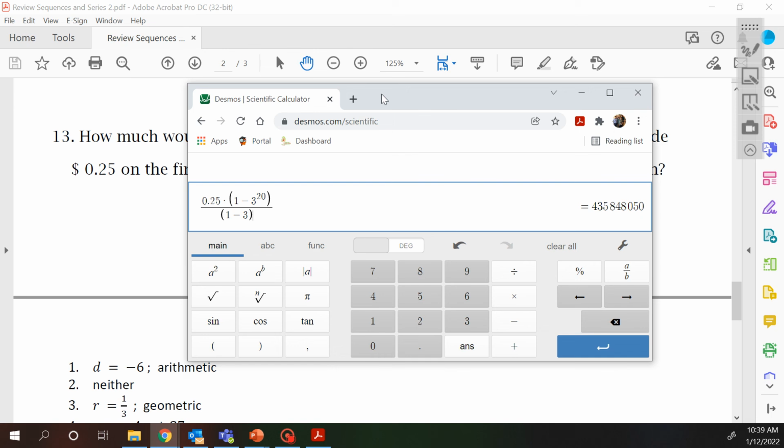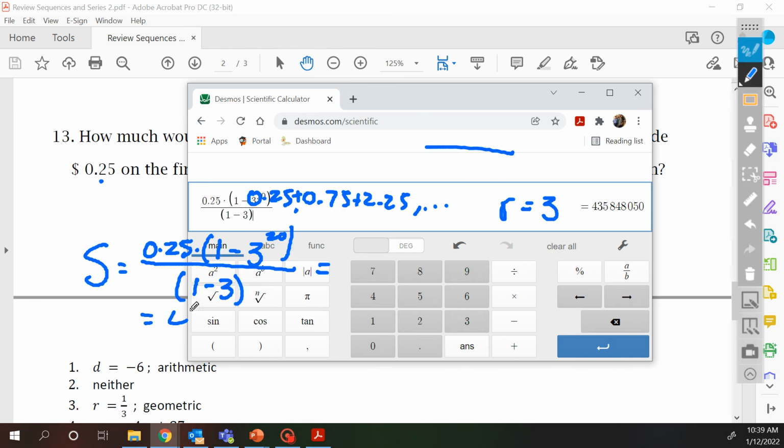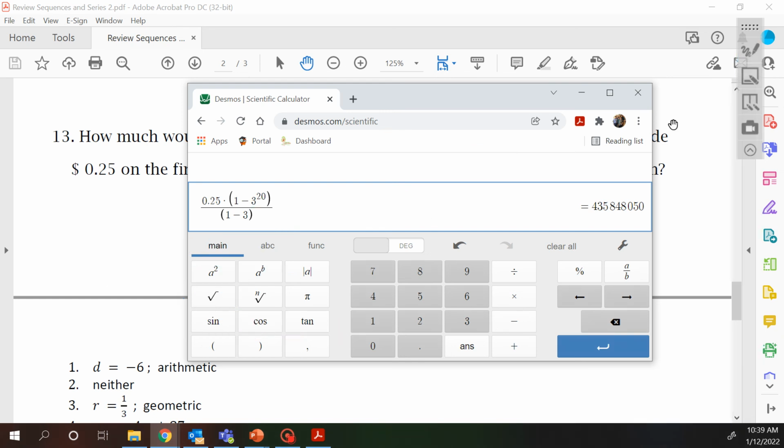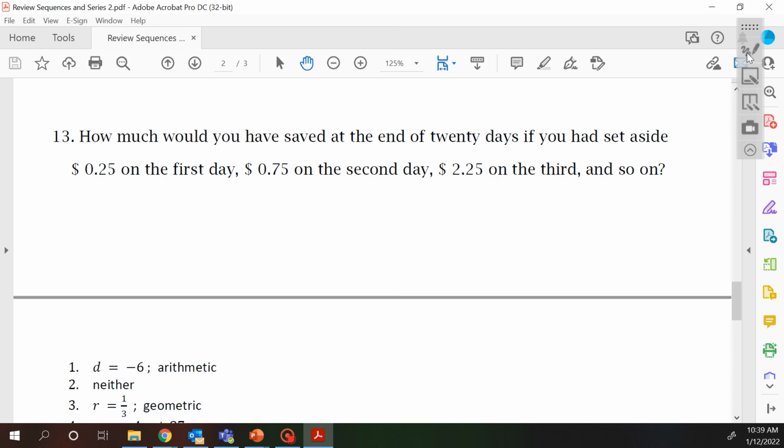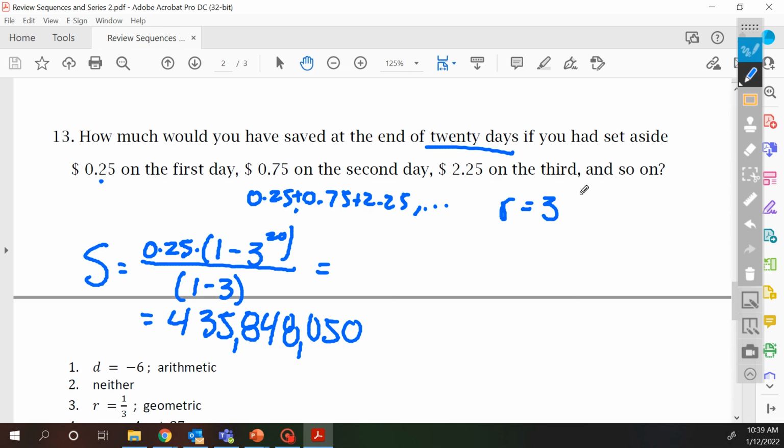Okay, pretty big number. 435,848,050. $435 million? Is that correct? Yes, it is. So that's a lot of money, because we're adding all of those massive numbers together. So it's $435 million, $848,050. So that's what we got there.